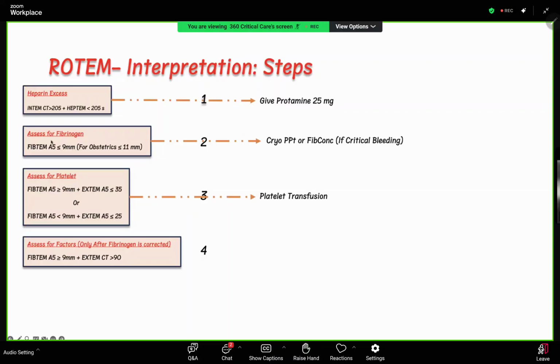So you have to first look for the FibTem channel, correct the fibrinogen, and then go to the next step. Okay, so the fourth step, as I said, is to assess the factors. In this case, the FibTem A5 will be more than 9, that is normal, and the XTEM CT is more than 90, which is abnormal. Okay, you have corrected the fibrinogen, but the XTEM CT is still prolonged.